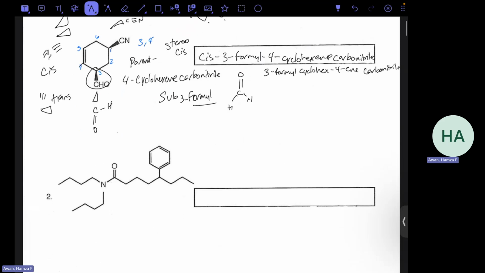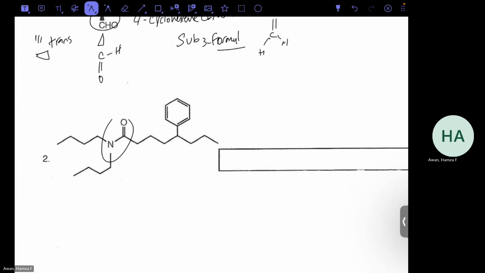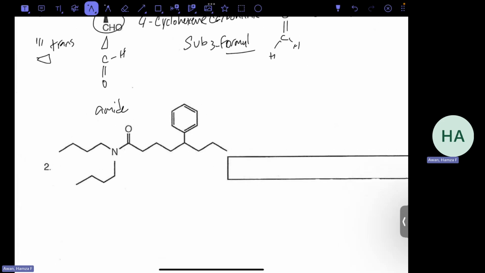All right. So on to the next one. Over here we have an amide, right? So this structure is called an amide. Whenever we have an amide, the amide is going to be part of the parent chain, right? Okay, now it's working. So the amide is part of the parent chain, and then we have two substituents coming off of the nitrogen group.